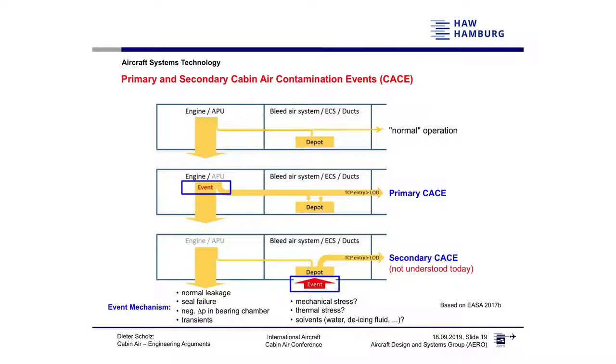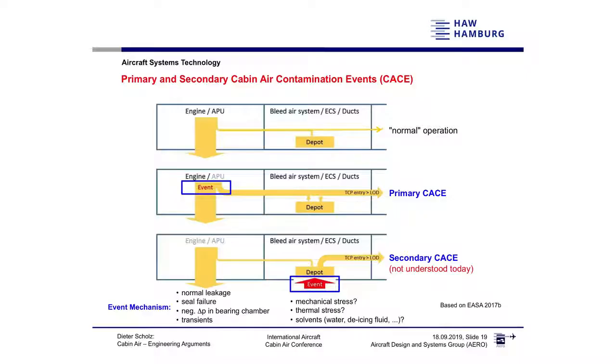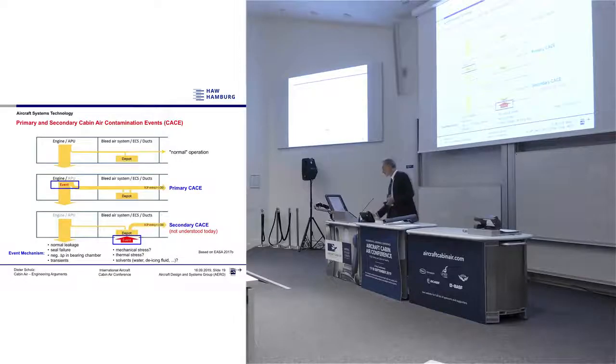And we have to understand that there are primary and secondary cabin air contamination events. Well, I only added a little bit, but basically it's this EASA picture, and the text here below is also from the EASA text. So a primary event is that the engine is tapped off, it may get deposited in the ducts, and then we have tiny little traces, basically normal operation. But still, as we have learned, the low dose can affect crew and frequent flyers. Then we have some kind of event, something major happens, something is breaking. And here the depot is being filled, but at the same time maybe something comes out of the depot and we have a primary event.